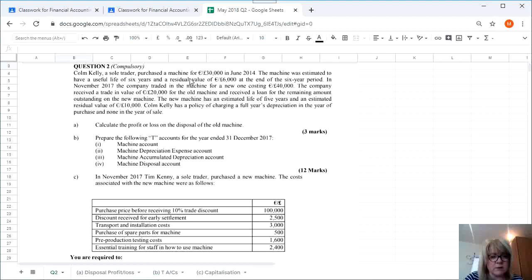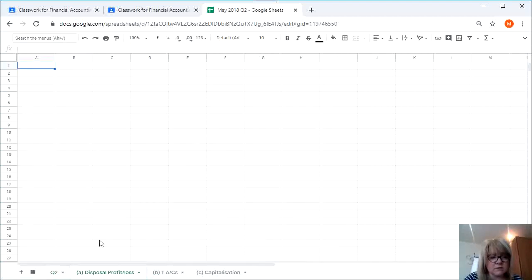So this is where a machine was bought for 30,000. It had a useful life of 6 years and a residual value of 6,000 at the end of the period. And in November 17, the company traded in the machine for a new one costing 40,000, and it received a trade-in value of 20,000 for the old machine. That's really what we need in order to calculate the profit and loss on that. So I'm just going to set up a new sheet here.